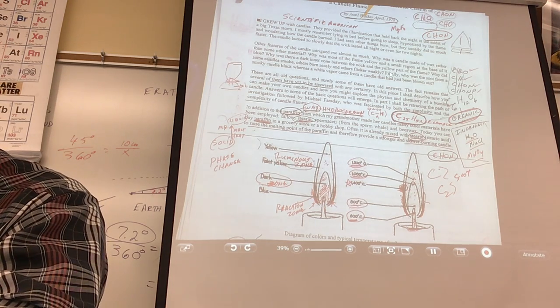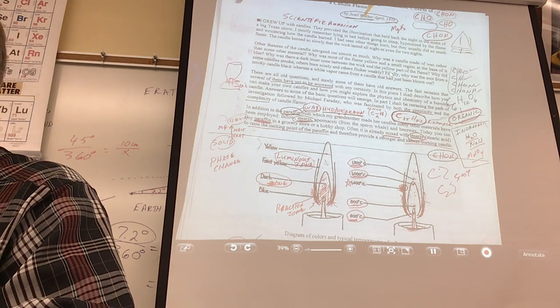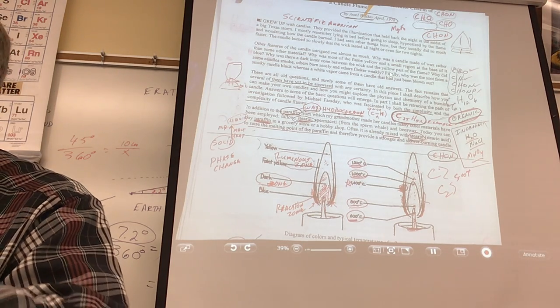If you're a fan of Disney, you know that in Beauty and the Beast, the candlestick had a name. What was the candlestick's name?